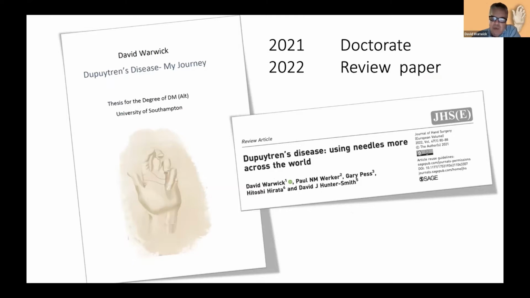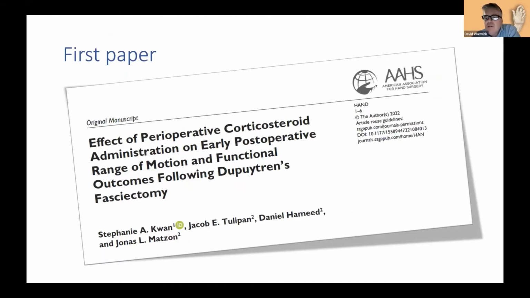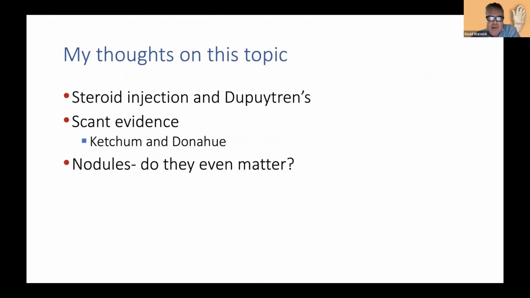But here's the first paper, if I may just make a few comments really about this topic. Now, going back to steroids and Dupuytren's, there's a paper from years ago from Chim and Dr in which steroids were injected into little palmar nodules of Dupuytren's, and it looked like it softened it off. But apart from that, there's very little evidence about using steroids in the palm.